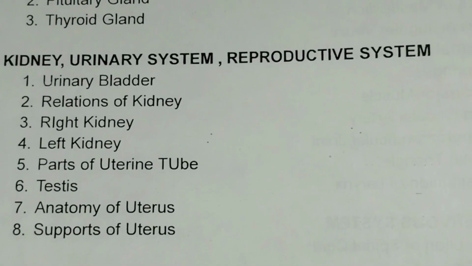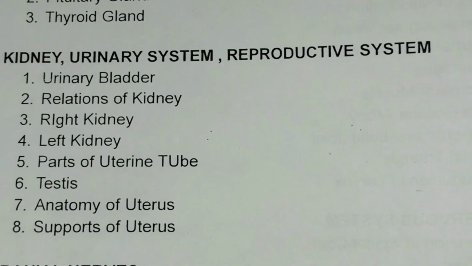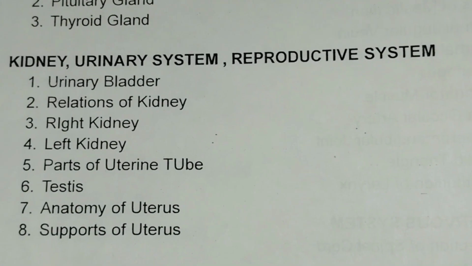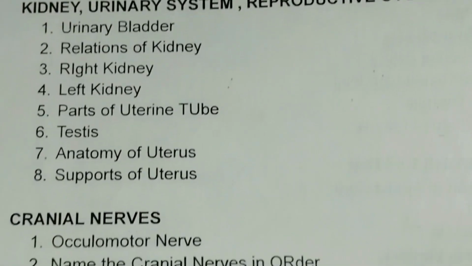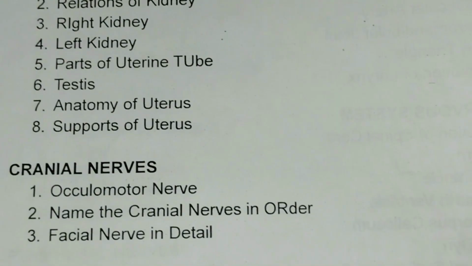Now let's get back to the topics. The 7th one is anatomy of uterus. 8th one, supports of uterus. Okay, so next there are few important cranial nerves, and they are: the first one, oculomotor nerve. The second one is facial nerve, and you might get the 10-mark question like name the cranial nerves in order and describe facial nerve, or name the cranial nerves in order and describe oculomotor nerve.